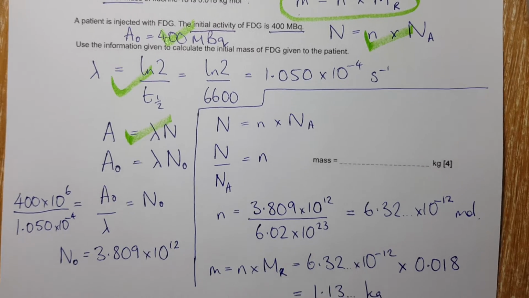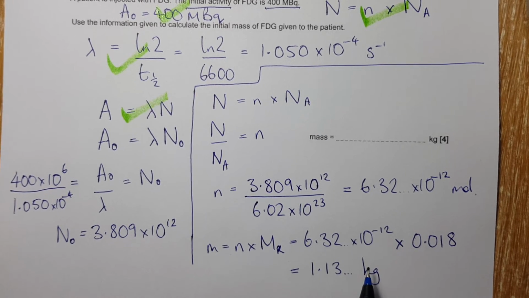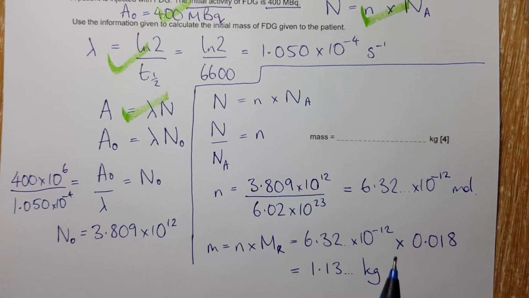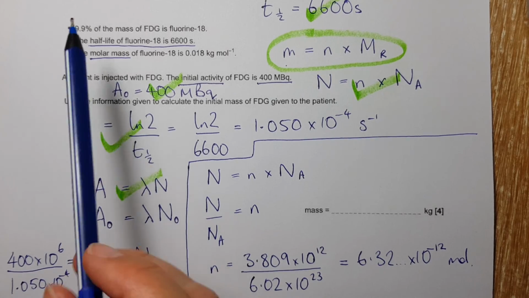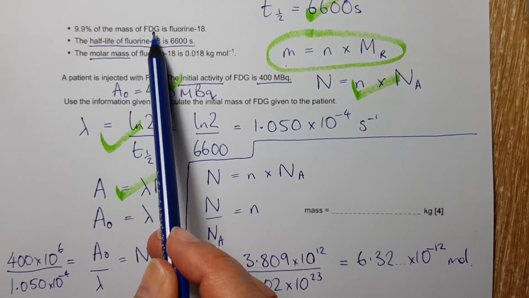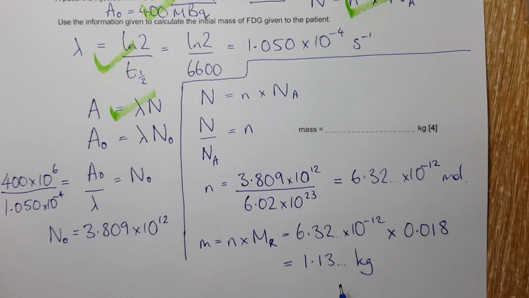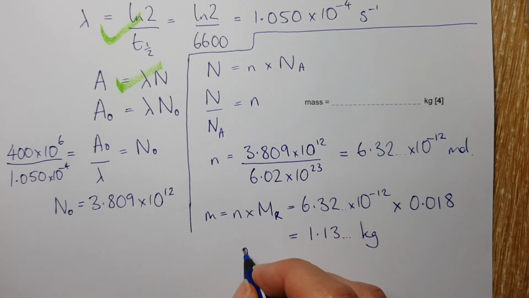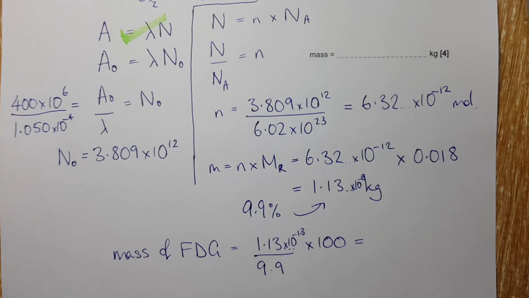And so that gives us 1.13 kilograms, not rounding, but remember that that's the radioactive isotope. So it's 1.13 kilograms of fluorine 18. And the last piece of information that we haven't used yet is this one. Only 9.9% of this radioactive tracer is fluorine 18. So what we've just worked out, that's only 9.9% of the total given to the patient. So we need to know what was the 100%.